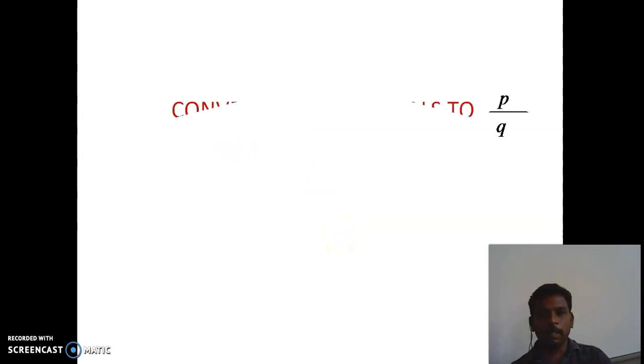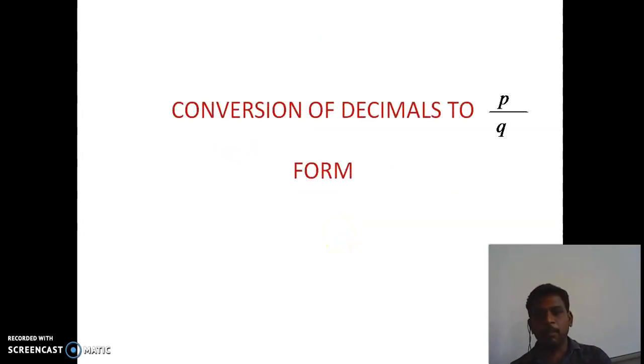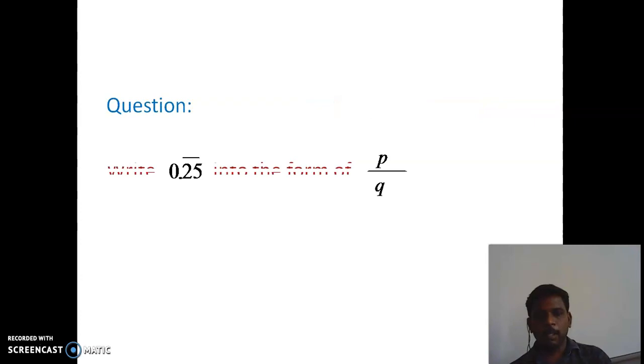Look at the next one: conversion of a decimal into p by q form. How can we convert a decimal number into the form of p by q? Let us see one example, 0.25 bar. How can we convert this 0.25 bar into the form of p by q? Let us see one solution video now.